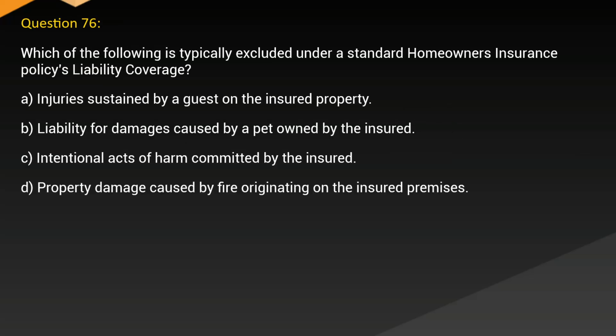Question 76. Which of the following is typically excluded under a standard homeowners insurance policy's liability coverage? A. Injuries sustained by a guest on the insured property. B. Liability for damages caused by a pet owned by the insured. C. Intentional acts of harm committed by the insured. D. Property damage caused by fire originating on the insured premises.